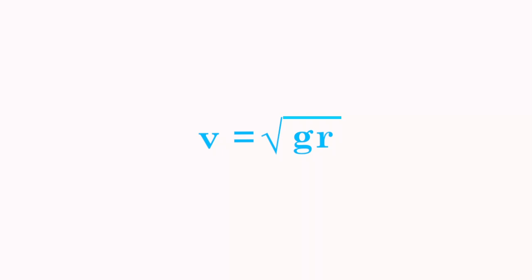This gives us the final equation for orbital velocity, which is the square root of the acceleration due to gravity times the distance the satellite is orbiting from the center of the planet.